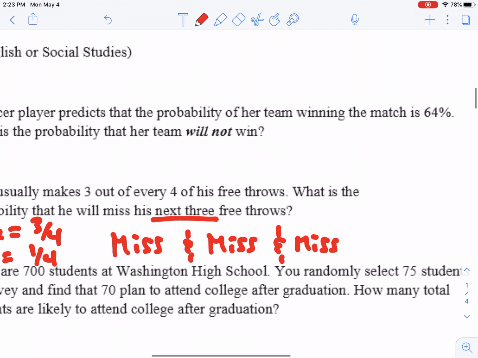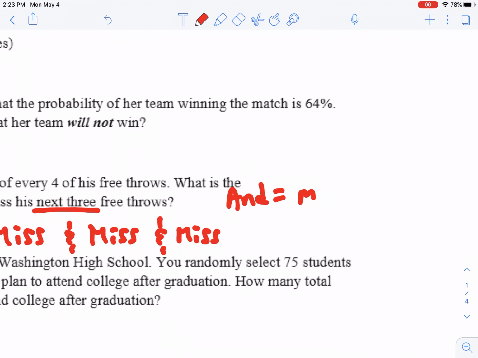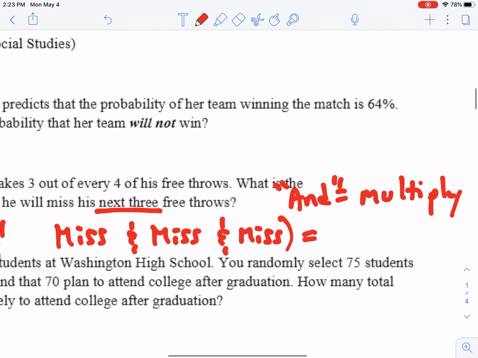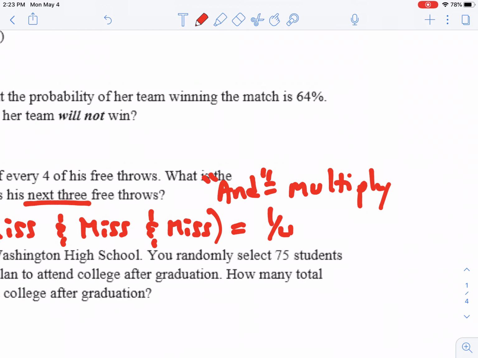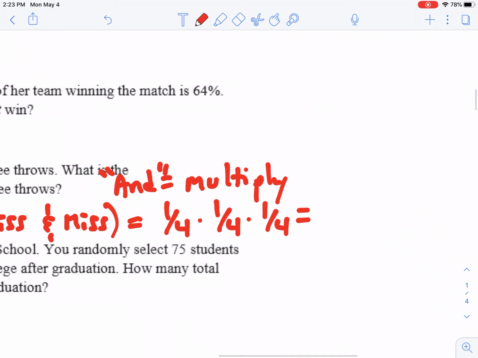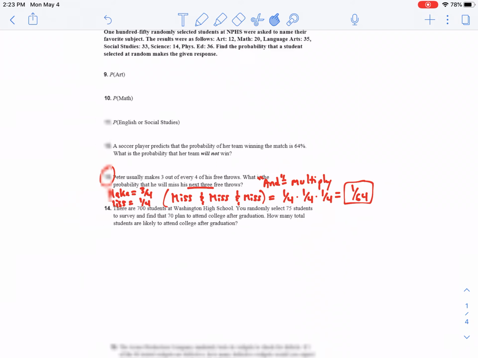And we know whenever we have an and situation, you have to multiply the probabilities, right? So we have to multiply the probability of a miss 3 times. 1/4 times 1/4 times 1/4, which is going to equal 1 over 64. That is the probability that he'll miss 3 consecutive free throws. All right.